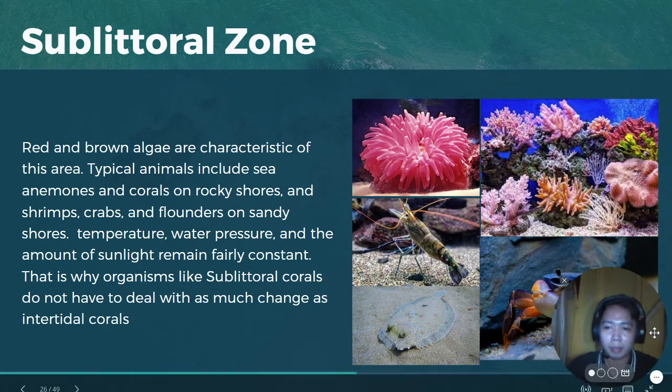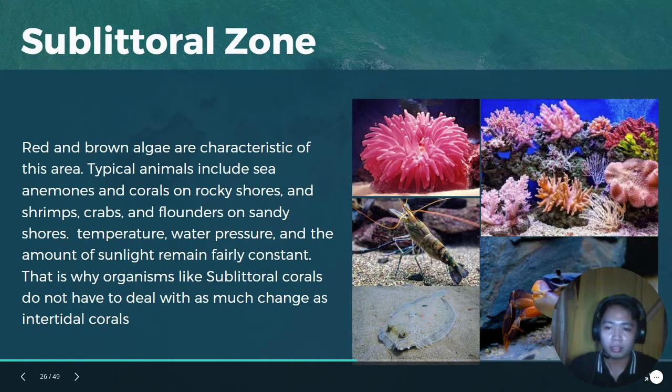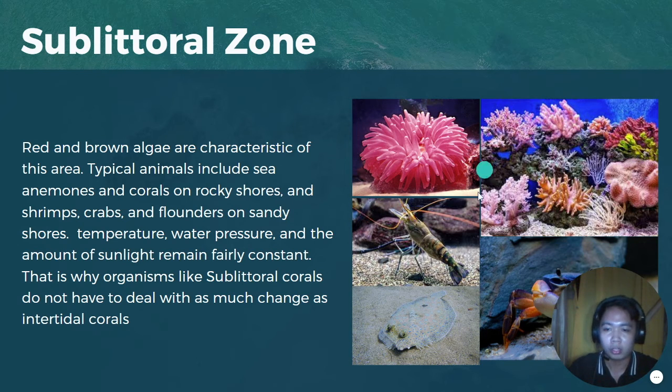So, red and brown algae are characteristic of this area. Typical animals include sea anemones, the coral on rocky shores, shrimps, crabs, and flounders on sandy shores. So temperature, water, and the amount of sunlight remain fairly constant because always submerged sa water. That is why organisms like sublittoral corals do not have to deal with as much change as the intertidal corals.